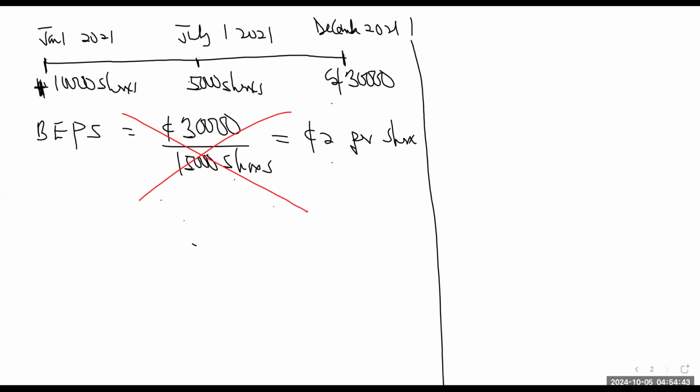They have 10,000 at the beginning, and at 1st July, that is after 6 months, they have made a full market issue of 5,000. So you are saying that the earnings per share is 30,000 over the total number of shares at the end of the year, and you're having 2 cedis per share. And I'm saying that this is wrong. Do you also agree that that is wrong, and why are you saying that?